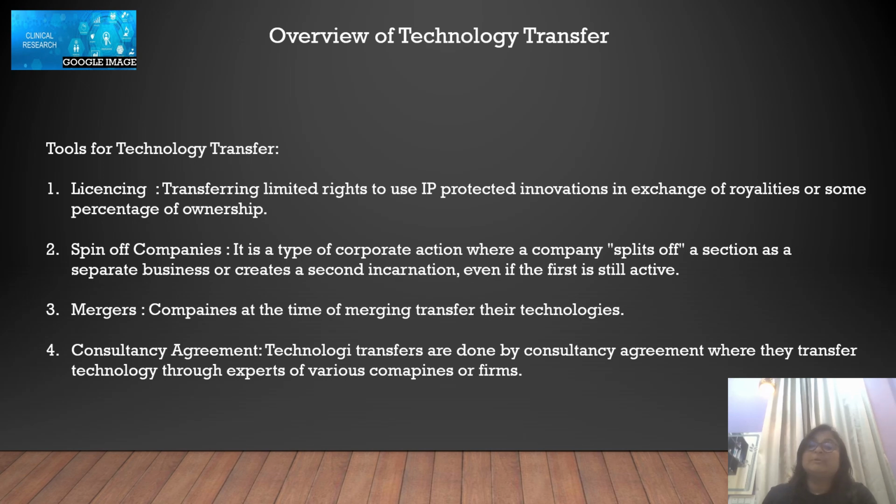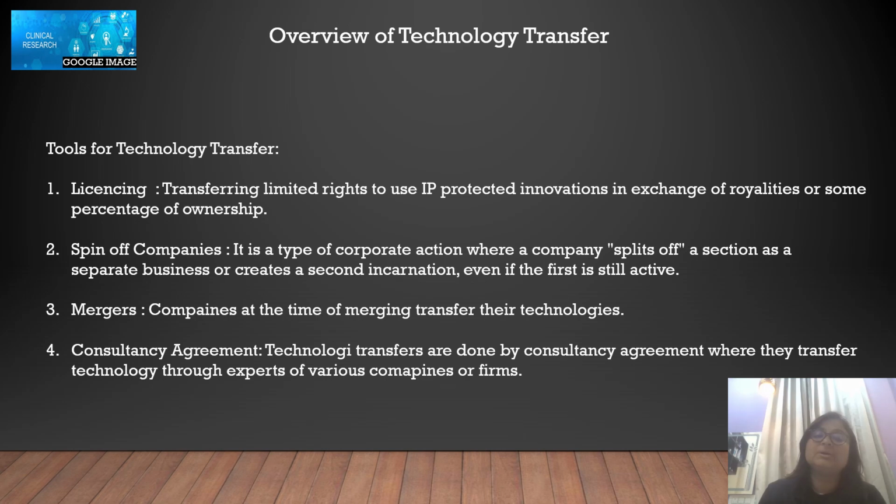Second is spin-off companies. It is a type of corporate action where a company splits off a section as a separate business or creates a second incarnation even if the first is still active. So what happens when some company is very big is that it splits out in the form of another small company, and here the main company's technology is transferred to them. Now they are in the form of startups, so they will obviously gain more benefits. This is spin-off companies. Here also technology is transferred.